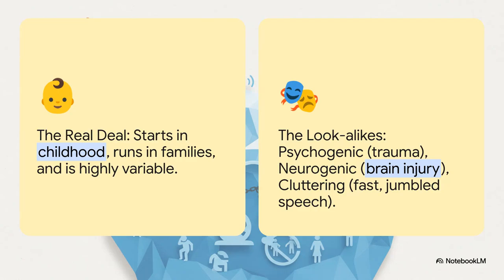Okay. So on one hand, you've got the real deal, developmental stuttering. This is the one that usually starts when you're a kid. But then you have the lookalikes. You've got psychogenic stuttering, which can literally pop up overnight after some kind of trauma. You've got neurogenic, which can happen after a brain injury, like a stroke. And then there's cluttering, which is a whole other thing, just really, really fast, jumbled up speech. You gotta clear all those off the table first.